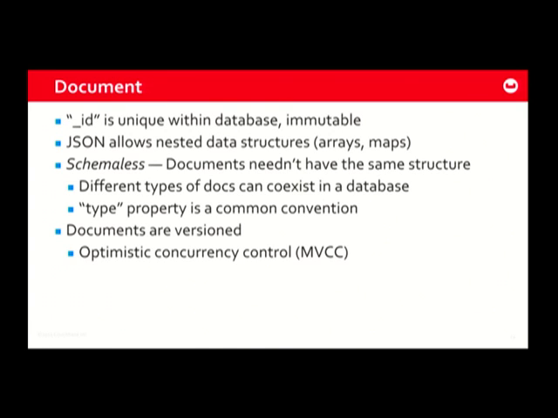The document has this immutable ID within the database. It looks like an underscore ID property, which is immutable, of course. The JSON, I just thought it was worth pointing out that you can arbitrarily nest stuff in JSON. You can create arrays with objects in them, or nested objects with objects in them.